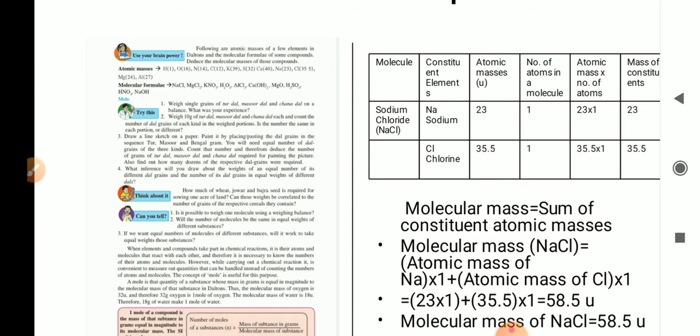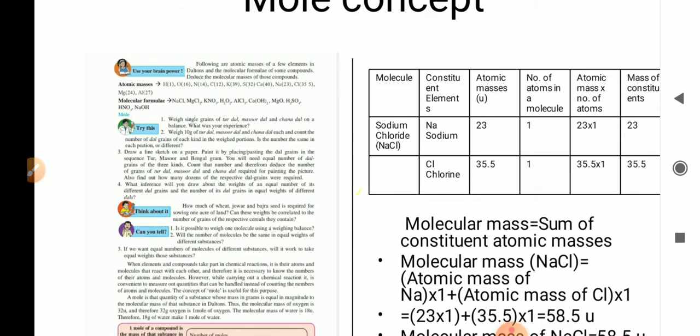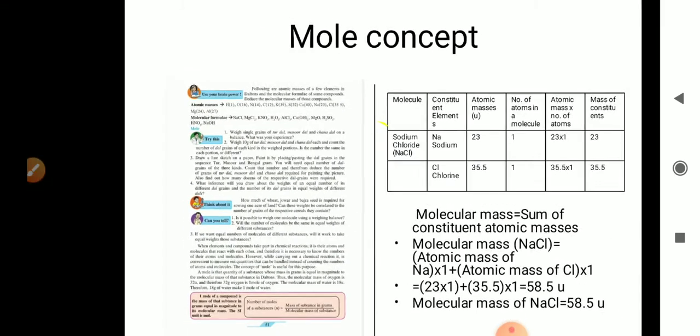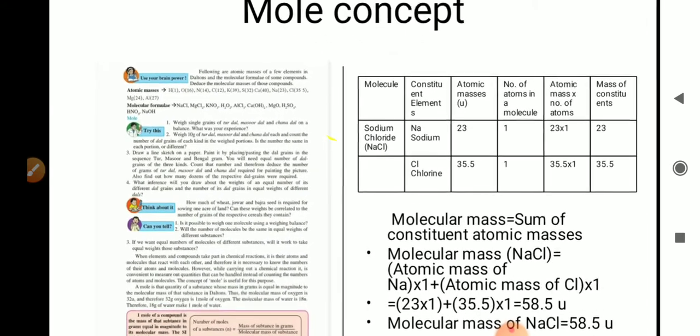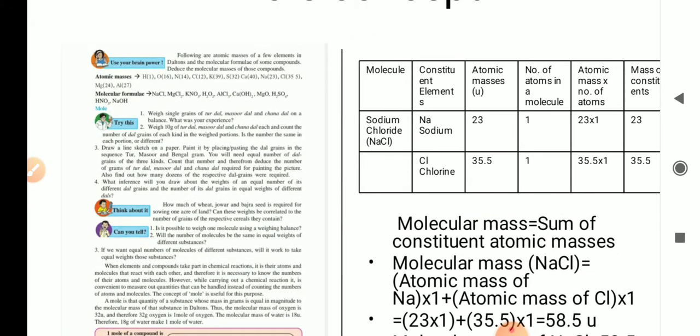Now here I will tell you the molecular mass of NaCl, which we have found out. So here in this table you can see that for NaCl, the elements are sodium and chlorine. So atomic mass of sodium is 23, chlorine is 35.5. Number of atoms are 1 each. Atomic mass into number of atoms of sodium is 23 into 1 and chlorine is 35.5 into 1. So mass of the constituents is 23 plus 35.5.